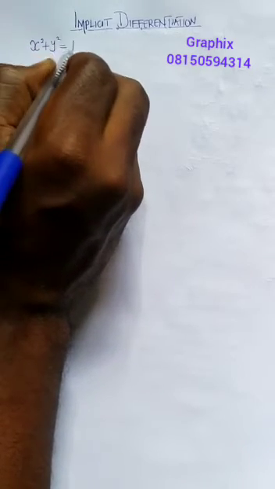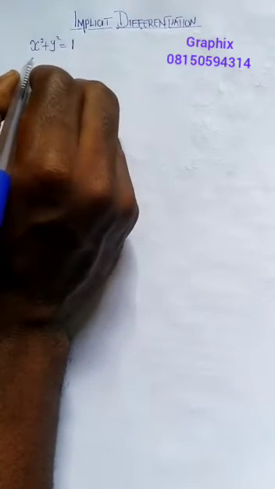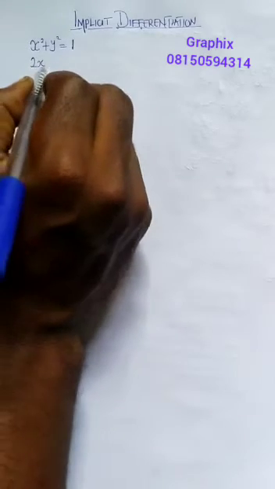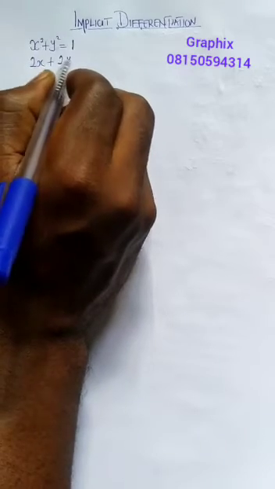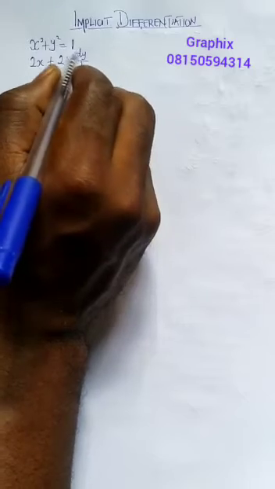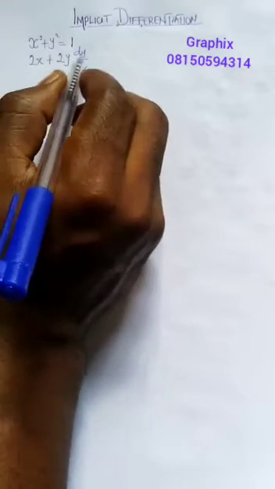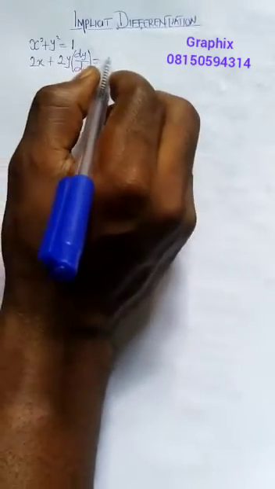Let's look at this example. If I have x squared plus y squared is equal to 1, and I'm told to differentiate. Now if I differentiate x squared, I'll have 2x. And if I differentiate y squared, I'll have 2y, but because I'm differentiating y, I'm going to put dy over dx. And if I differentiate 1, I'll have 0.